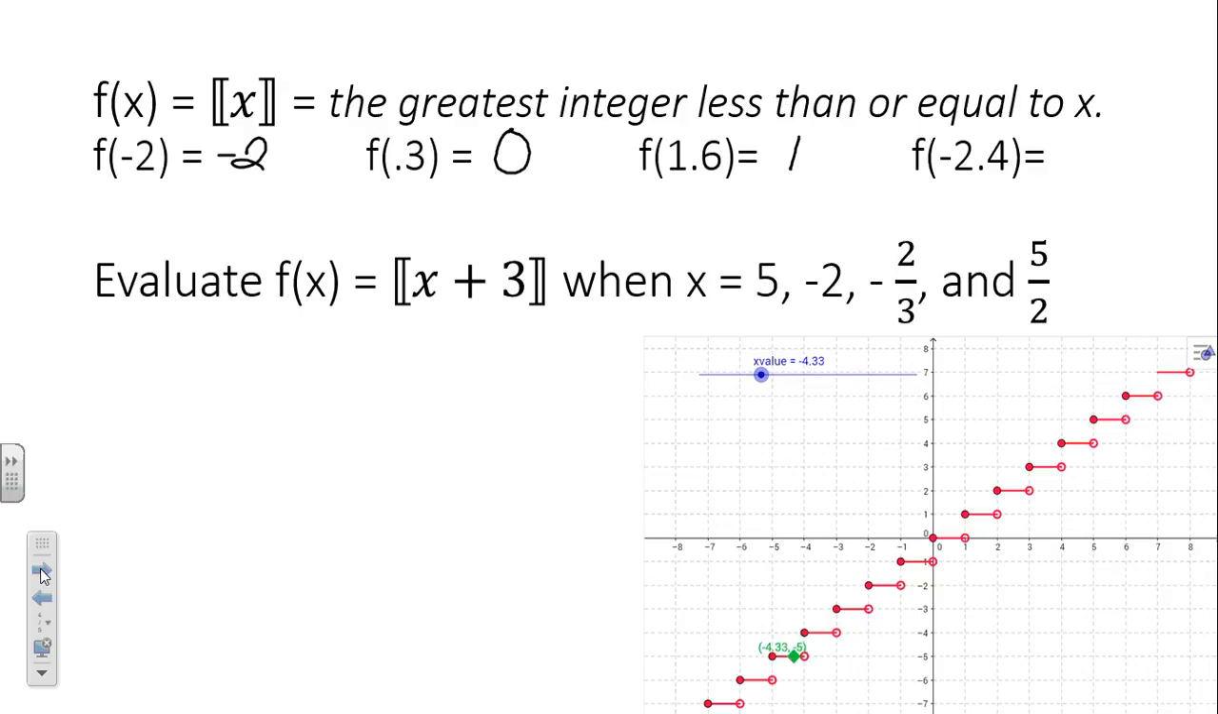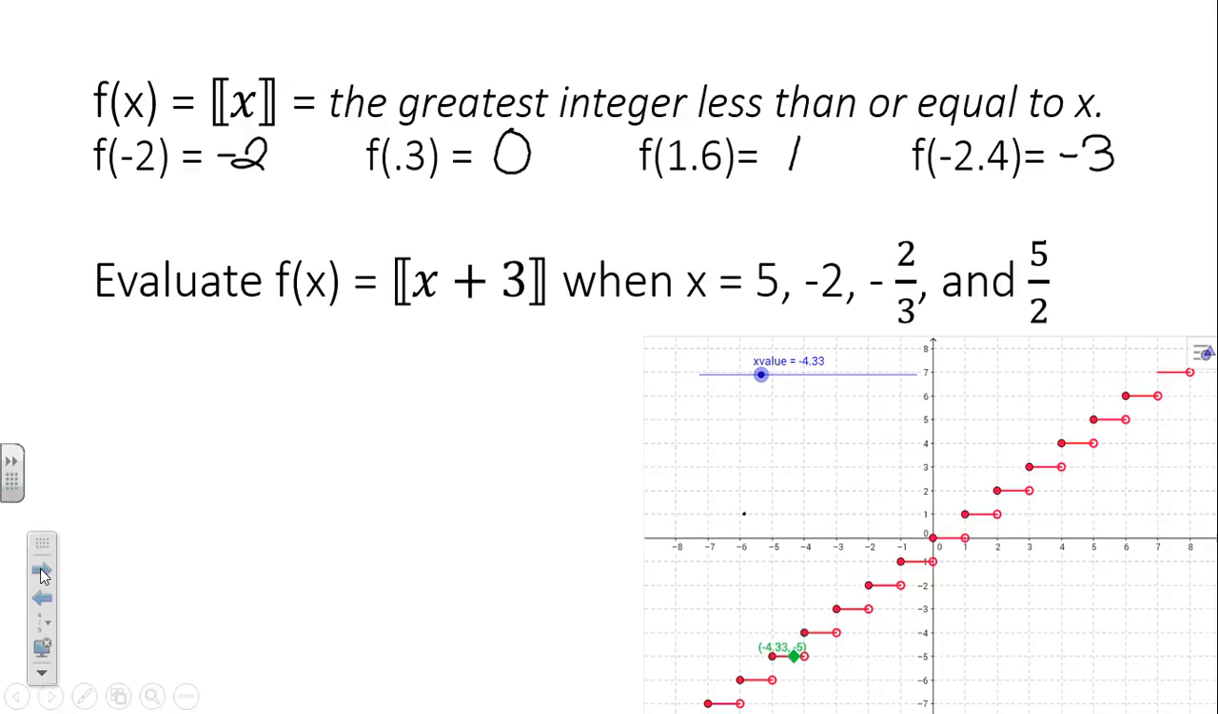Negative 3, because negative 3 is the greatest integer less than or equal to negative 2.4, 2 tenths. Negative 3 is less than negative 2, right? And you can see this in action. Someone has created a greatest integer function on Geogebra.